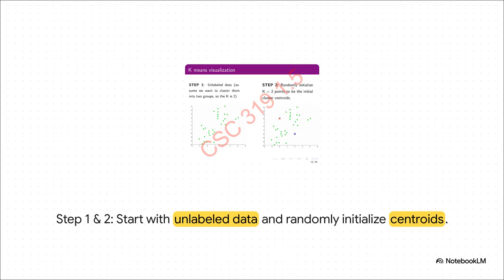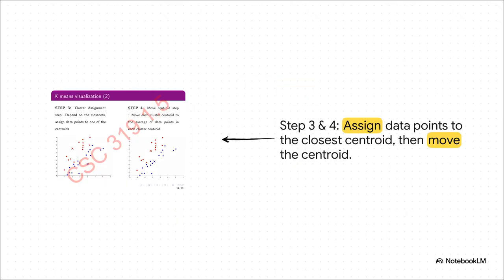It just randomly plops down 2 cluster centers, or centroids, right into the middle of everything. We've decided we want 2 groups, so our k is 2. This is square 1. And here's where the dance really begins. In step 3, every single one of those green dots is measured, and it gets colored either red or blue depending on which center it's closest to.